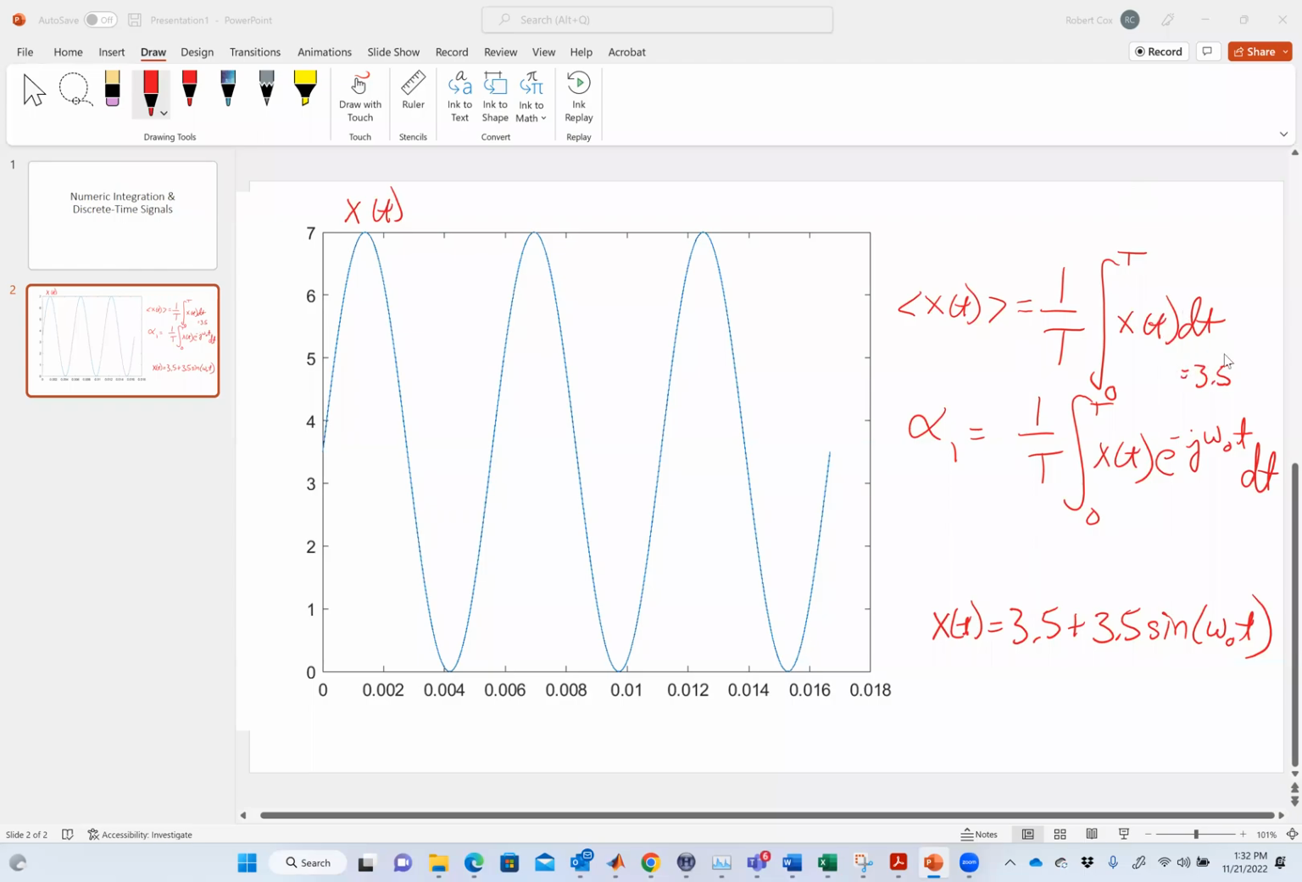All right, so 3.5 is the average value. You should also be able to tell what alpha 1 is, if you really know. The average value of x of t is 3.5. That's alpha 0. Alpha 1, how can you tell what that is?